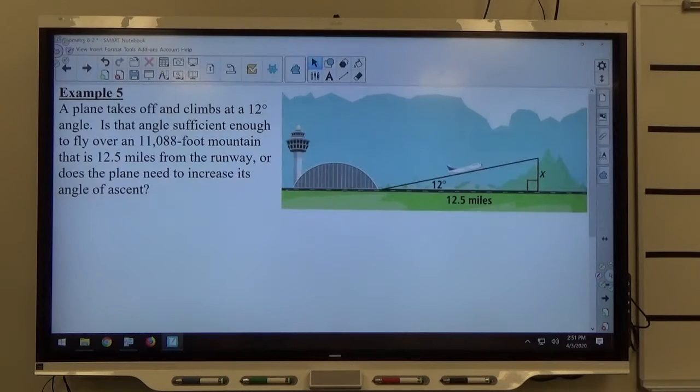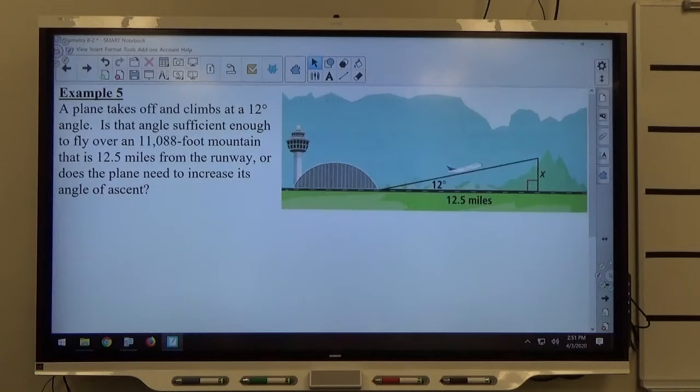Example 5 is a word problem. It involves trigonometry. You can see that the airplane is climbing. It's at a 12-degree angle, so that would be the angle of elevation is what that's called. There's a mountain 12.5 miles away from the airport, and we're trying to find out whether or not the plane is at a high enough angle to clear the mountain.